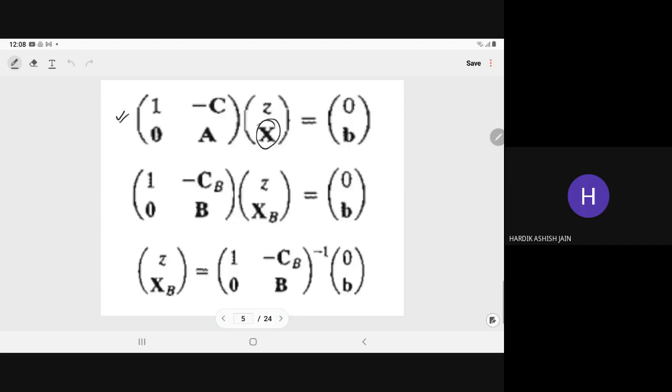To represent the basic variables, instead of x, we take the basic variables only, and the corresponding costs we write as only c_B instead of all the c's. Instead of A, we write the basis, which we denote as B. Then whatever matrix we have will be a square matrix. Otherwise you will get a rectangular matrix.